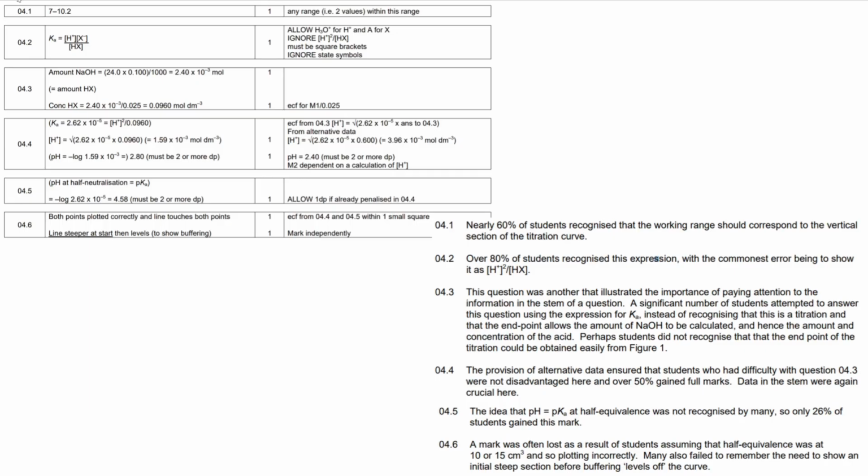Okay guys, real quickly, just the examiner's report and the mark scheme, okay? Not going to spend too much time on the mark scheme here.